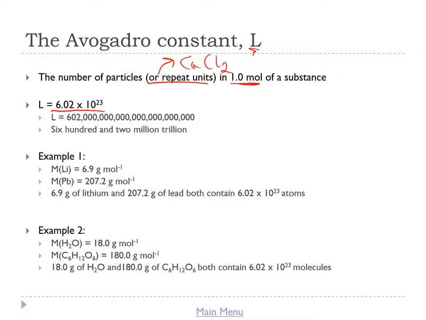You need to memorize that. You won't be given that in an exam. You can see it written here. To pronounce that number, that is 602 million trillion.